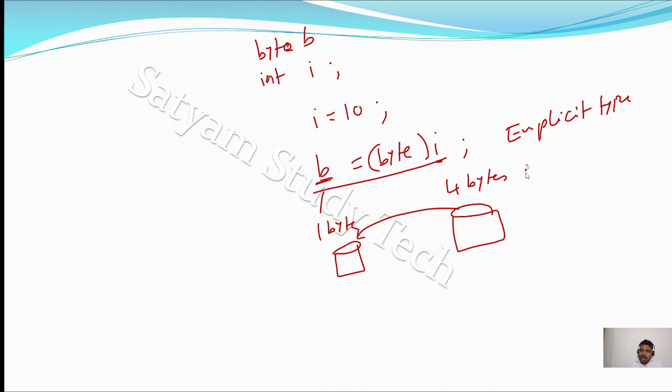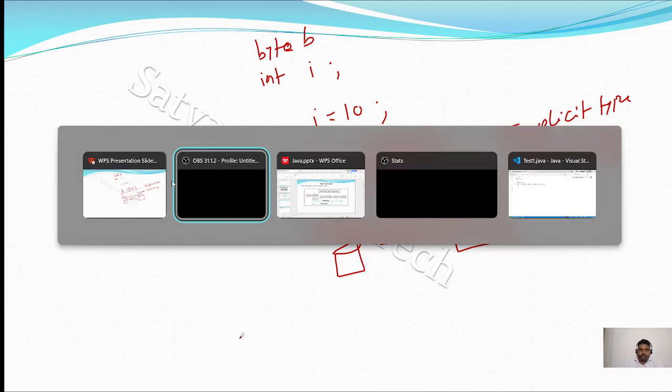It is also called narrowing conversion. Why? Here the 4 bytes are stored in 1 byte, so here it is narrowing. Okay, so this is narrowing conversion. Now you can see one example, then you can understand what type conversion is, all these things.